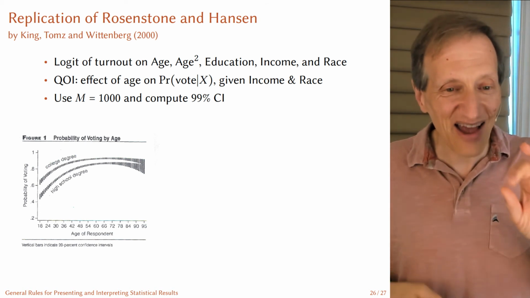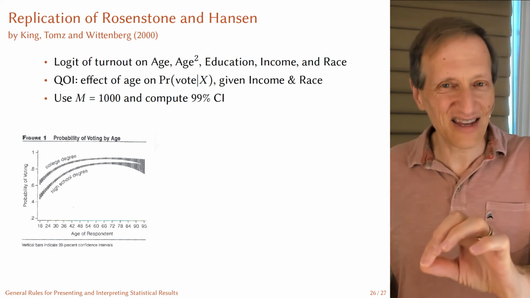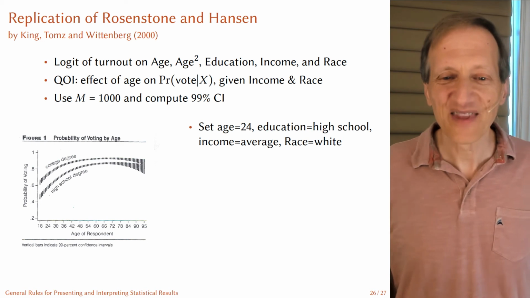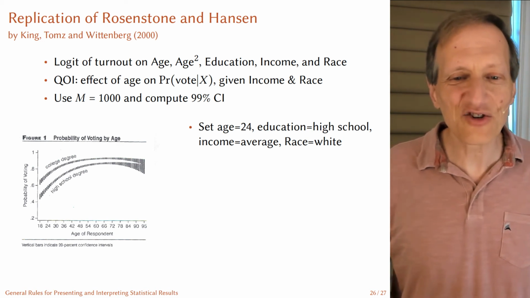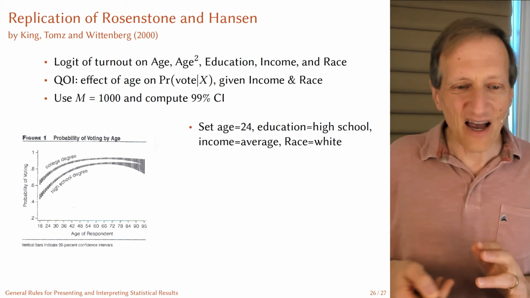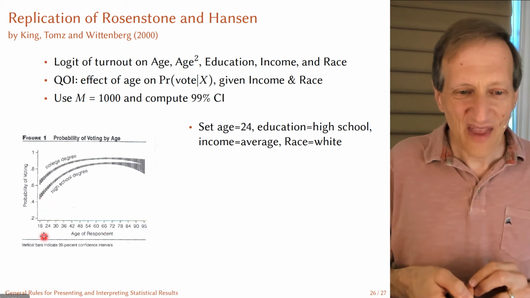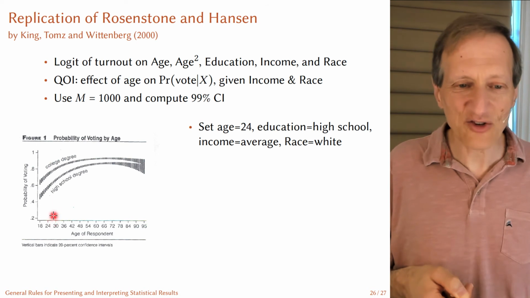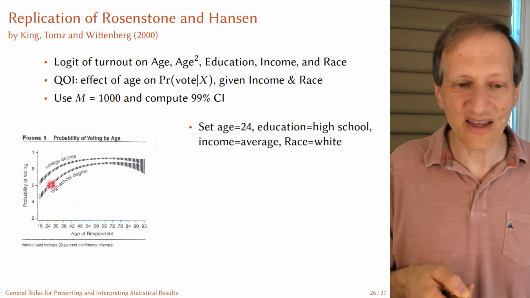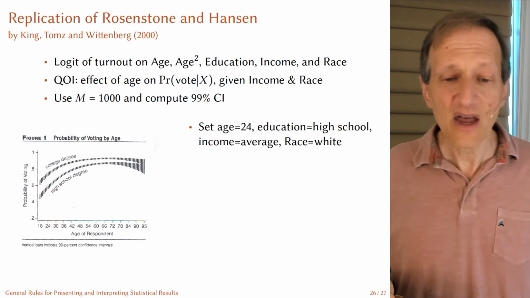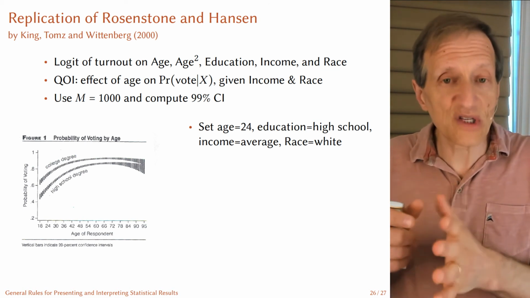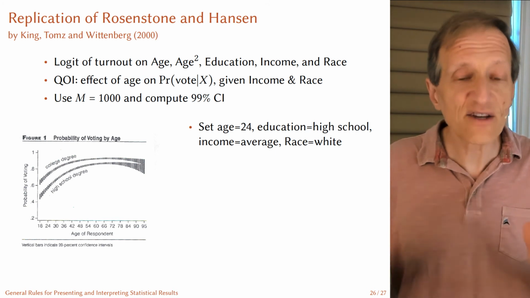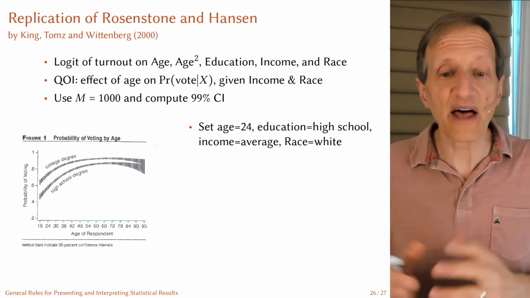Okay, so how do you calculate? How do we simulate in order to get this figure? So let's take one example. Let's take age 24, which is down over here on the graph. And we have education equal high school. So that means we're going to be calculating this number over here somewhere. What do we do with income? So we're going to choose to use the average value. And race, we're going to choose the modal value, which is white.